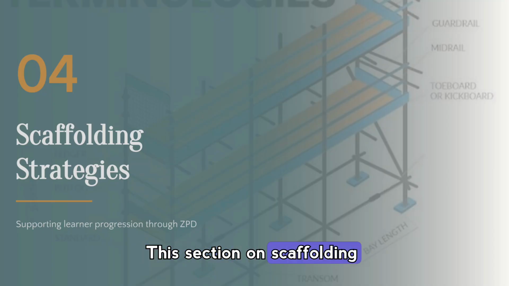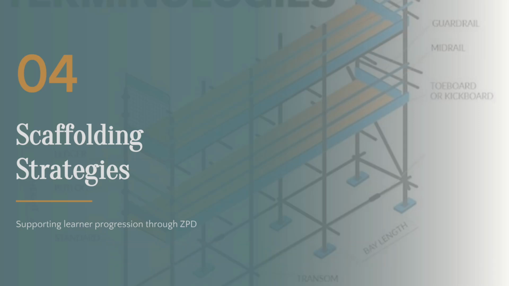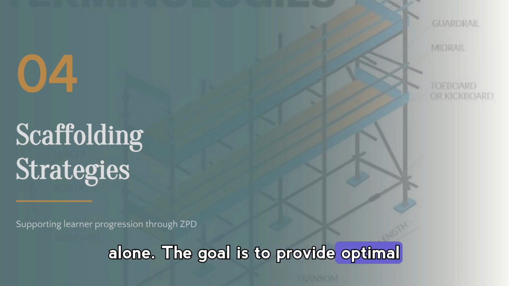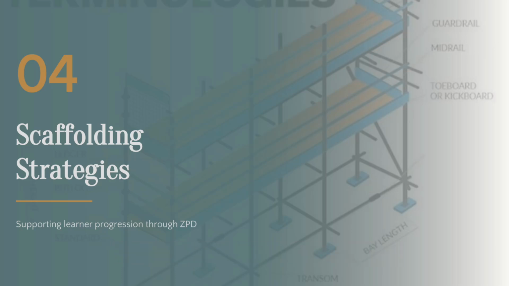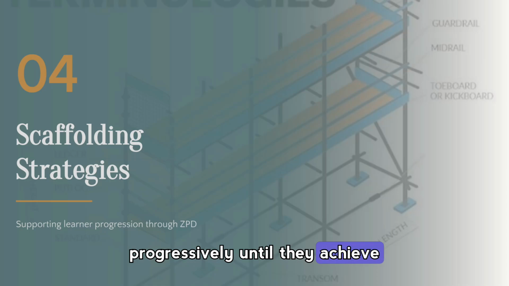This section on scaffolding strategies frames support through Vygotsky's zone of proximal development, showing how temporary guidance helps students perform tasks they can't yet do alone. The goal is to provide optimal challenge with diminishing support, enabling learners to internalize skills progressively until they achieve independent mastery.